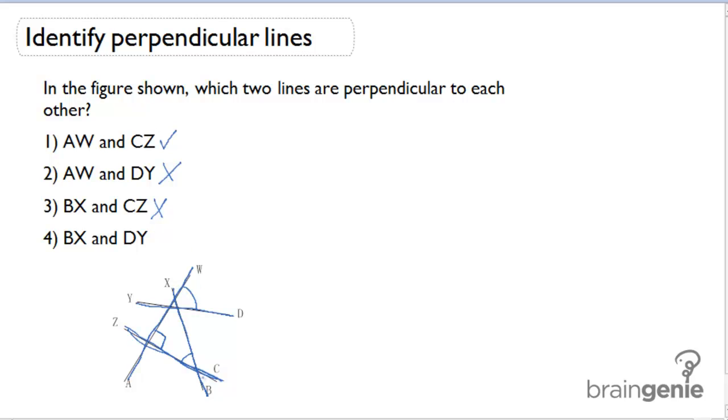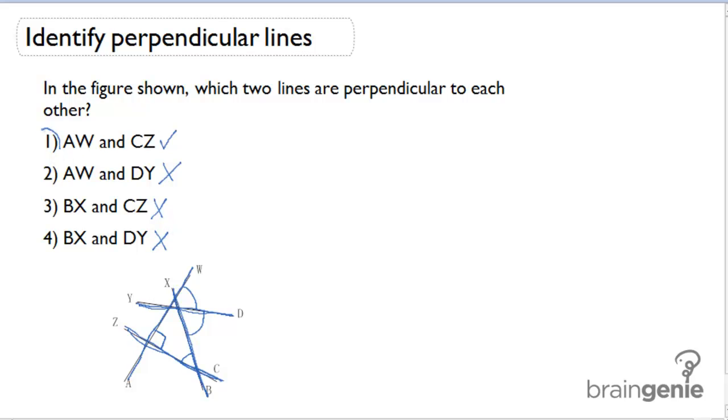Lastly, BX and DY, which is this line right here, and BX right here. If I draw over, these two lines do not intersect at 90 degrees. This angle is acute, so these lines are also not going to be perpendicular.